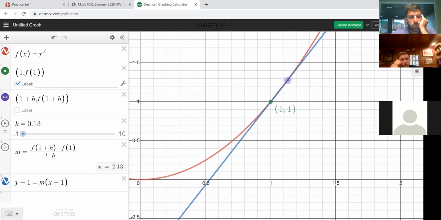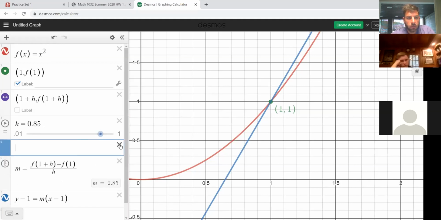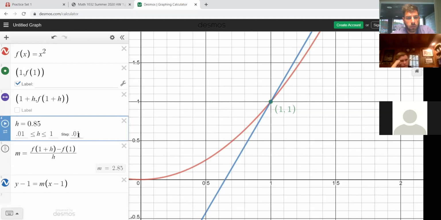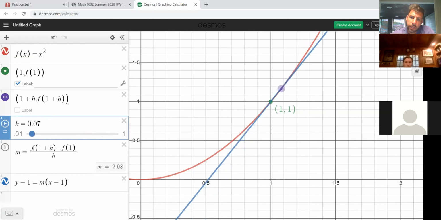Okay, so what's the important observation? Well, the important observation is as follows. Watch what happens to this blue line as h approaches 0. When h gets close to 0, that blue line looks more and more like it's doing what?